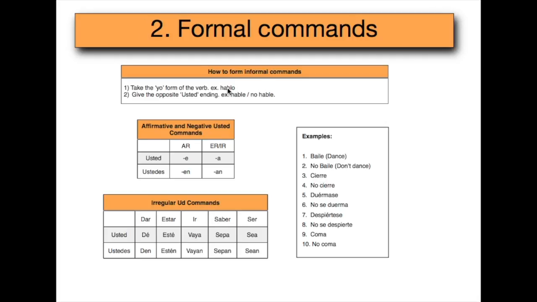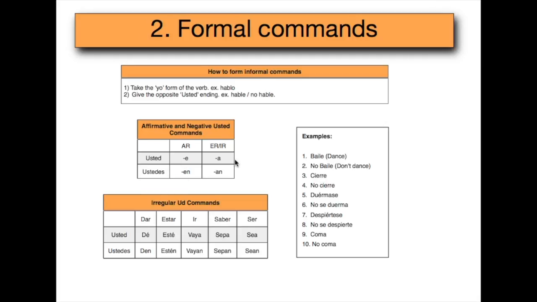So if the verb is hablar, I'm going to take hablo. Step number two is give it the opposite usted ending. And I would add here, give it the opposite usted or ustedes ending. Okay, so for example, the opposite usted ending would be hable or no hable. Now let's take a look at the table here as this is demonstrated here. So again, we have an AR verb, hablar, hable, or no hable. We could even use it for a group of people.